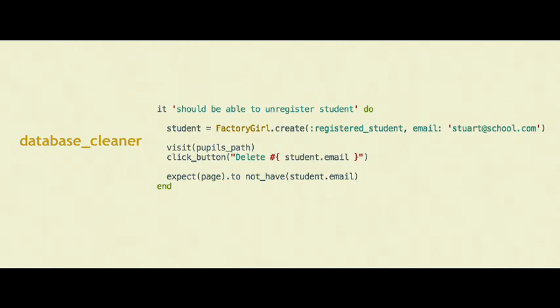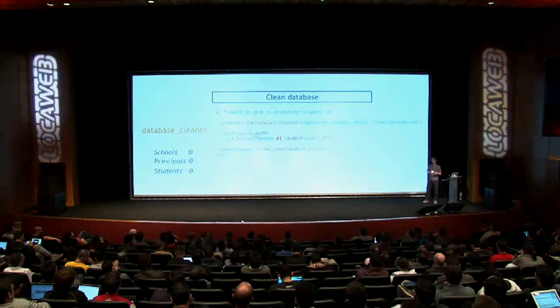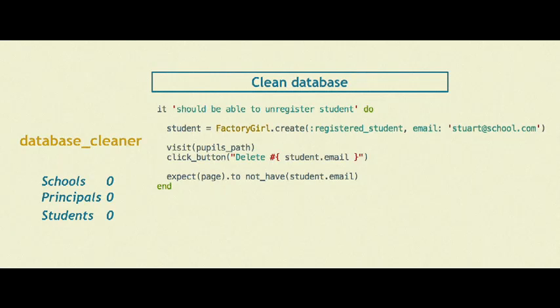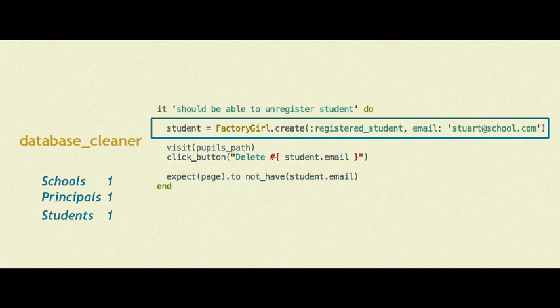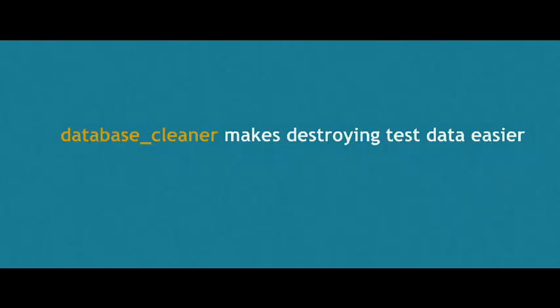Database Cleaner, as the name implies, has something to do with cleaning the database. As I mentioned, it cleans all the records that are in the database. On the left-hand side, there's a table that represents the state of the database. As we walk through this test, the state in the database will change. We start out with 0 schools in the schools table, 0 principals in the principals table, and 0 students in the students table. Then Factory Girl creates some data, so now we have 1 school, 1 principal, and 1 student. And we clean the database, and now our database has no records. So Database Cleaner makes destroying test data easier.